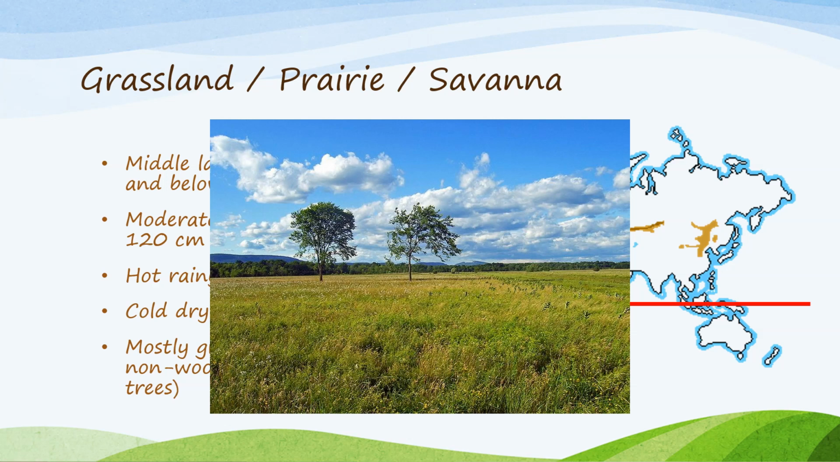Here is a picture of what a grassland or prairie or savanna might look like. Notice that there's lots and lots of grass and some trees here and there, but mostly grasses and shrubs and bushes.